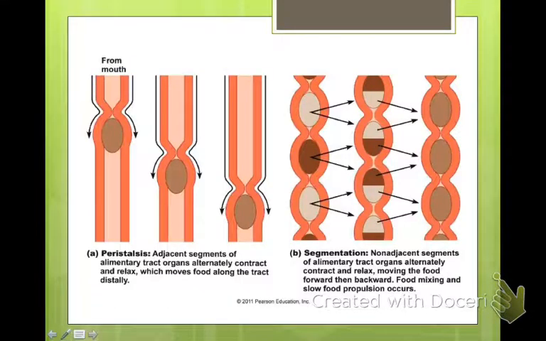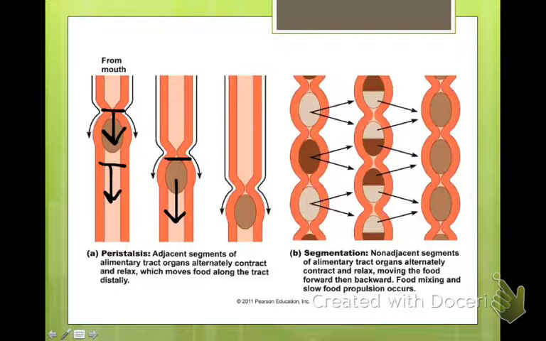So you can see with peristalsis, the food is continually moving forward. The muscles are contracting and pinching here and moving the food forward. Pinching again, moving the food forward, that's what's showing here. And moving in a forward direction. Nothing is mixing, nothing is going backwards.